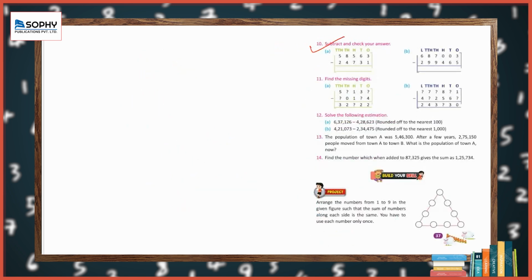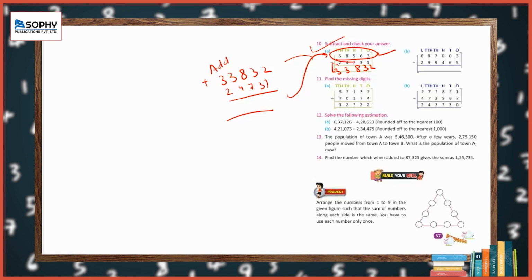Again, here you have to subtract and check your answer. How will you check, students? You will add the difference that you get here. The difference we get is, very good, students, 33,832. Now here you will add 33,832 to 24,731, and if we get the same 58,563, then it will be the correct answer.